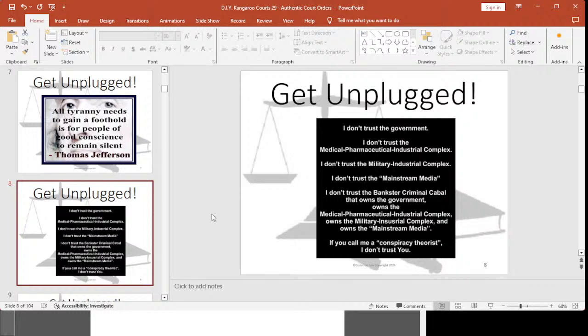I don't trust the government. I don't trust the medical, pharmaceutical, industrial complex. I don't trust the military industrial complex. I don't trust the mainstream media. I don't trust the bankster criminal cabal that owns the medical, pharmaceutical, industrial complex, the military industrial complex, or the mainstream media. If you call me a conspiracy theorist, I don't trust you.